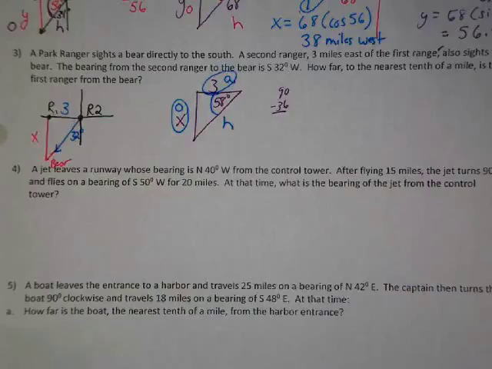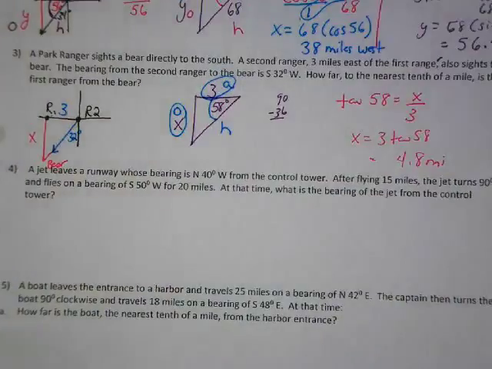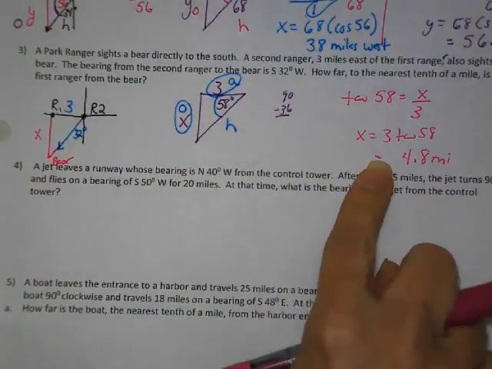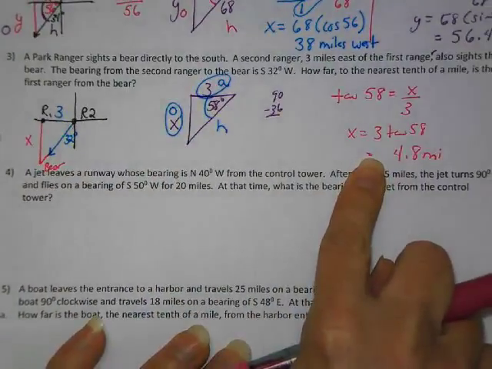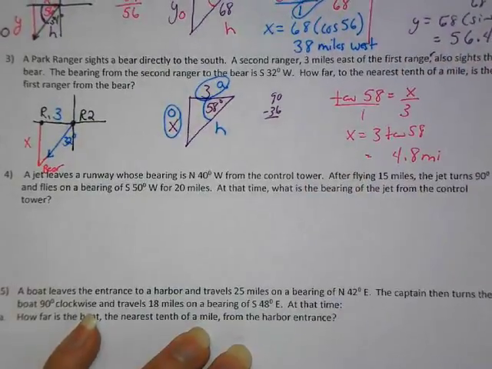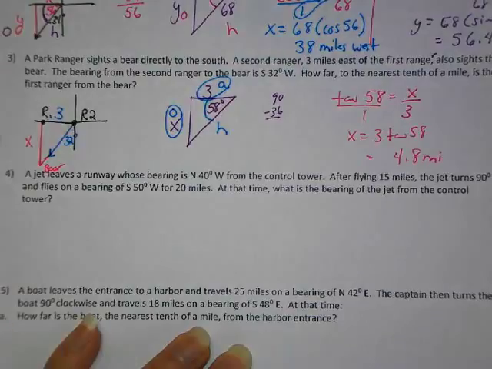Alright, I'm going to expose my answer. For you in this lesson, the hard part should be setting up your triangle. Once you get it set up, this hopefully is the easy part. Okay, so I did the tangent function. I put a little 1 under him, and then I cross-multiplied, and I found out the bear was 4.8 miles from Ranger 1.